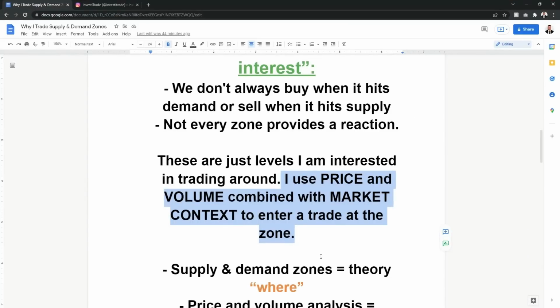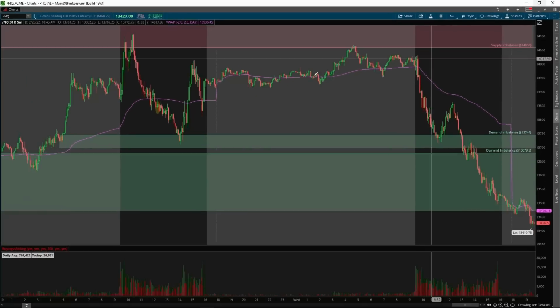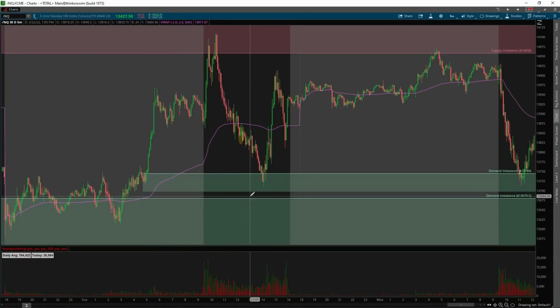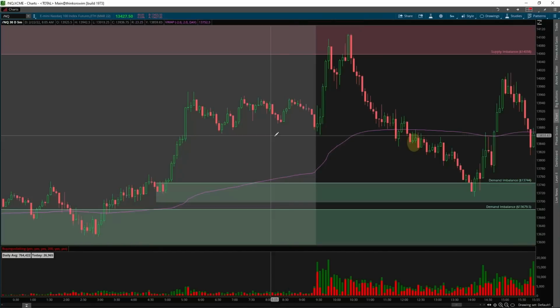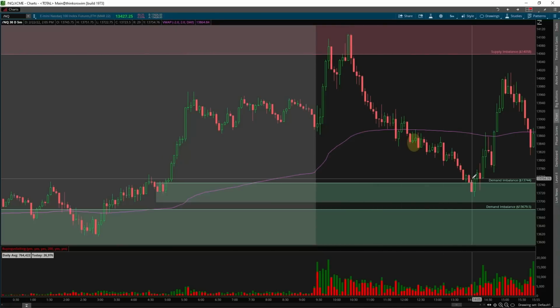To simplify this, I look at it like this. Supply and demand zones give me my theory. They're my where I'm interested in trading at. Just because we have supply doesn't mean I'm looking to take the market short. Just because we have demand does not mean I'm looking to take the market long. It's a factor that, hey, we are rallying inside of supply, or hey, we are selling off into demand.